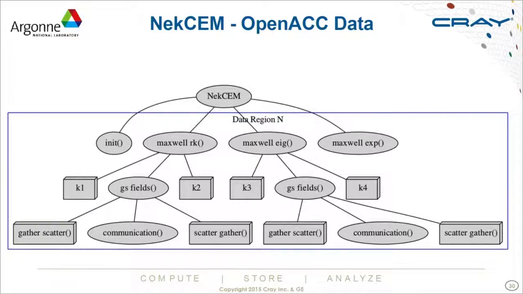Here you don't see any orange arrows, because there is no longer any data motion at all. Everything takes place on the GPU, including the MPI communication. And you can see gather, scatter, kernel, communication, gather. It's all on the GPU.